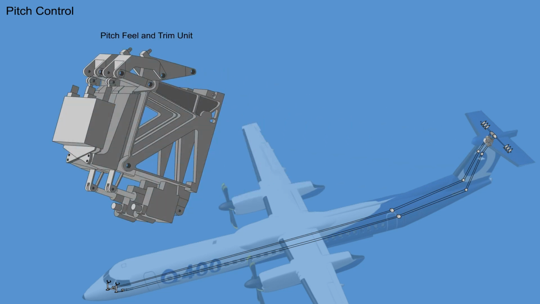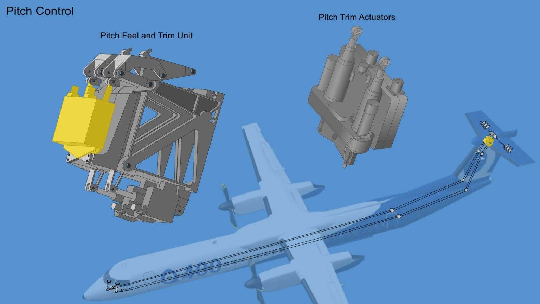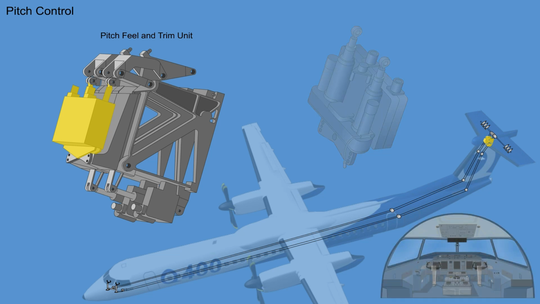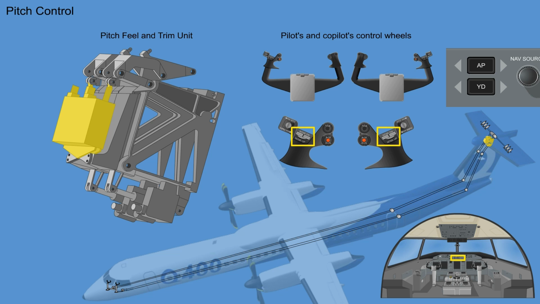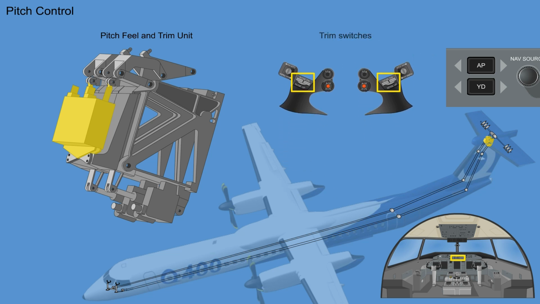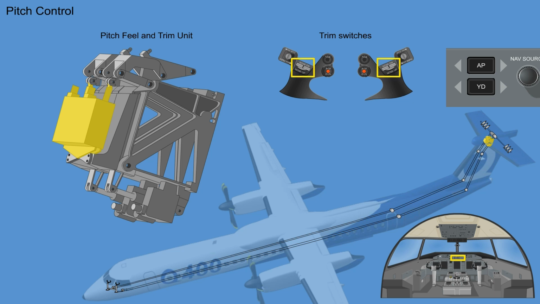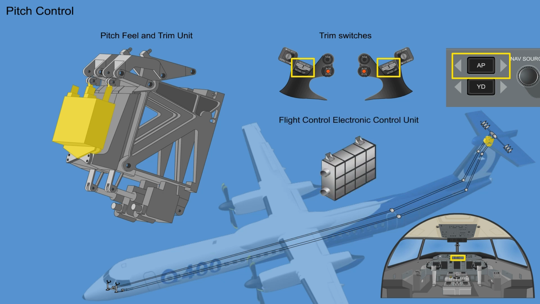Pitch trim is accomplished by two pitch trim actuators that are controlled automatically by the autopilot or manually by the trim switches on the pilot's and co-pilot's control wheels. Pitch trim signals from the trim switches or from the autopilot are prioritized by the flight control electronic control unit in this order: pilot, co-pilot, and autopilot.